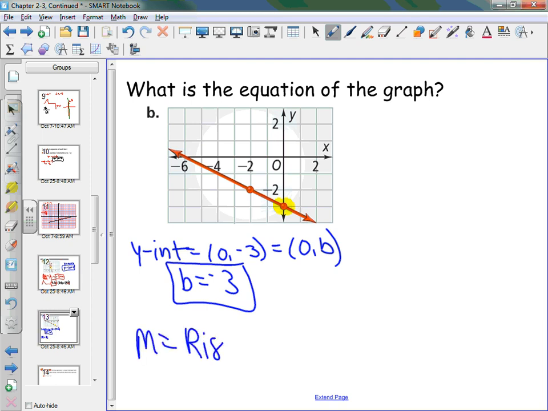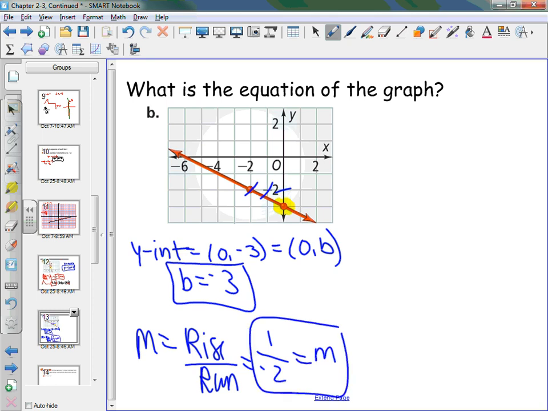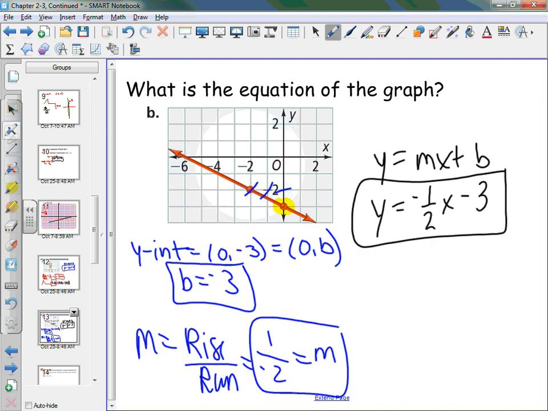So my slope is going to be rise over run. So from the lowest point, I'm going to rise 1 unit. And then I'm going to go to the left 2. So going to the left means it's negative. So now I have my slope. Yes? So what's my equation? The y stays, the m is -1/2 x. And what's b? -3. There's your equation. Do we understand?